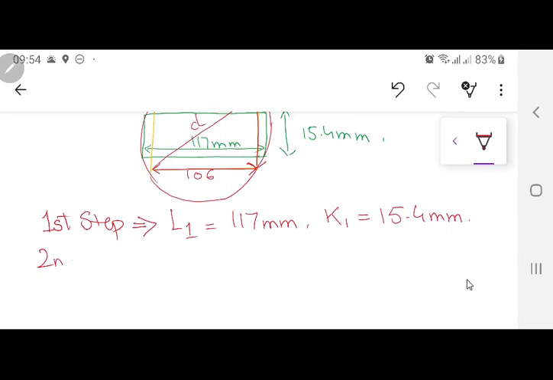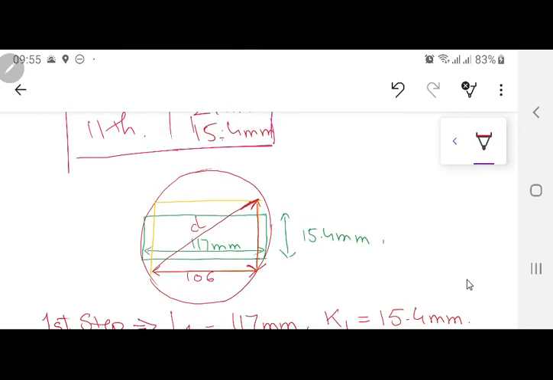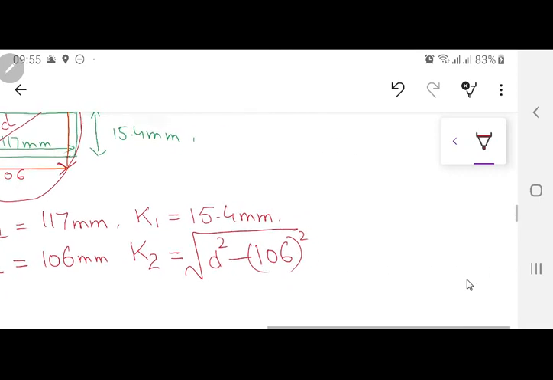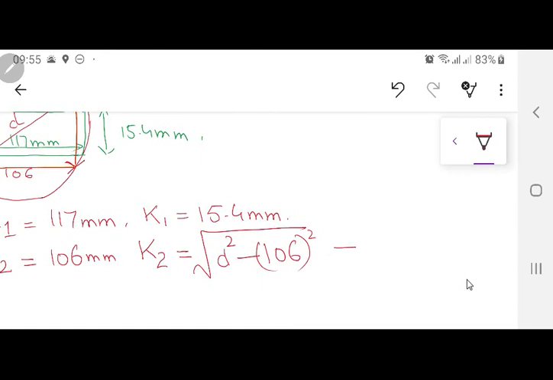Second step, if I go, G, what is this length L equal to? I already know the value. This is equal to 106 mm. What will be K2 equal to? Now K2 will be including that first step width also when I am going to calculate. So when I am going to use this one, I will have d square minus 106 square, and from this I have to subtract k1.